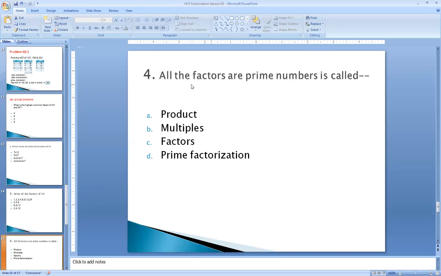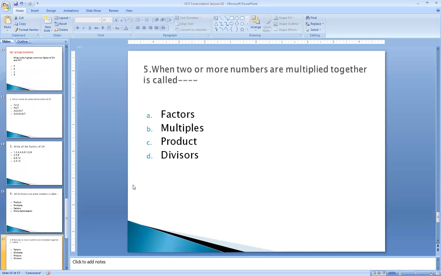And the next is about the prime numbers: whether they are the products or multiples, the factors, or prime factorization. All the factors they take, whether they are the multiples of prime numbers, or the product of prime numbers, or factors for prime factorization, people have to answer. And the last question is: when two or more numbers are multiplied together, it is called what? Either a factor, a multiple, a product, or a divisor.